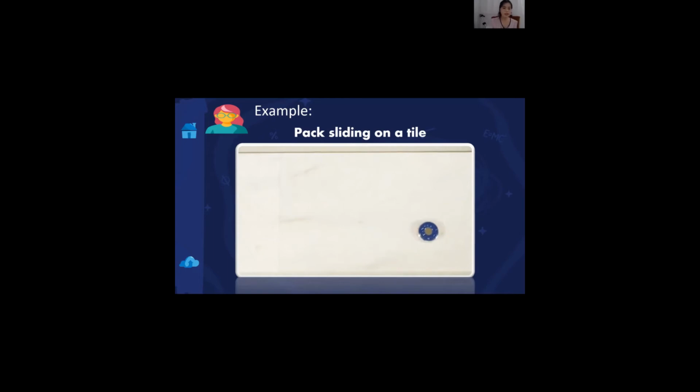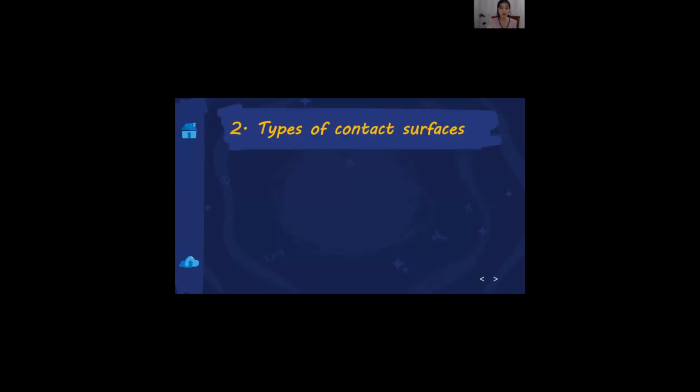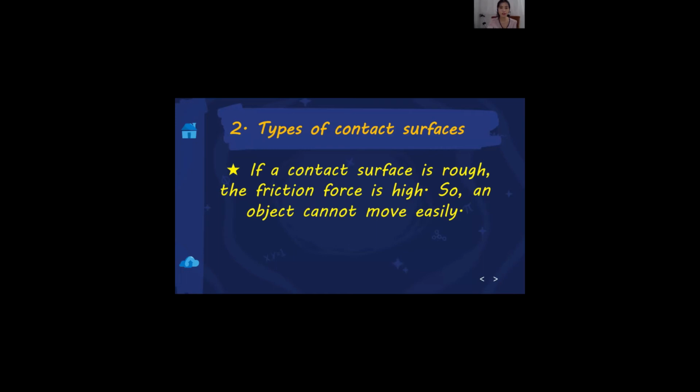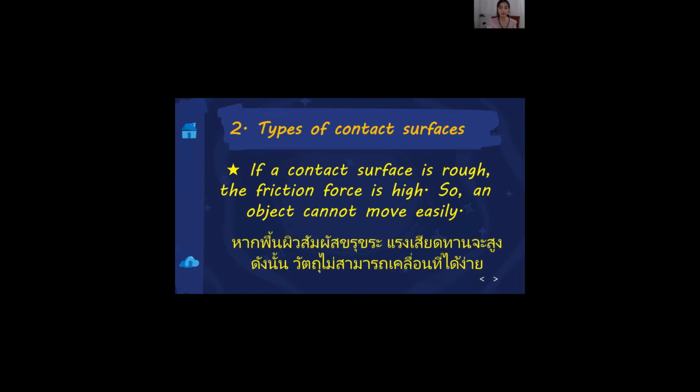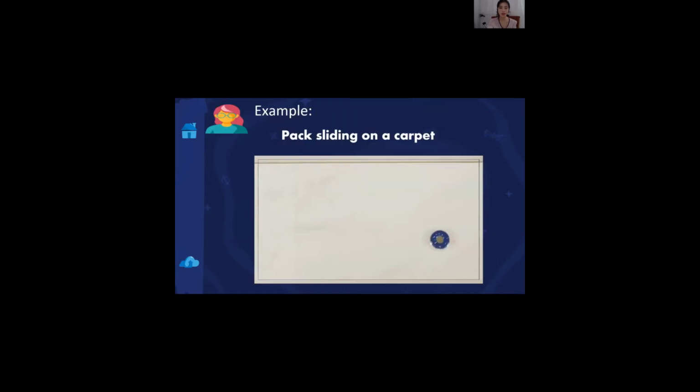Okay, class, since the tile is smooth, the puck moves far across it. Since the puck moves easily, the friction is low. Okay, another one. If a contact surface is rough, the friction force is high, so an object cannot move easily. That is the opposite of the first one. Okay, for example, a puck sliding on a carpet.